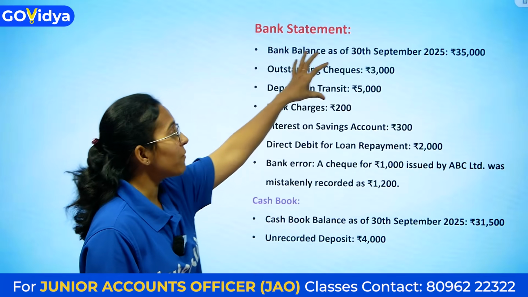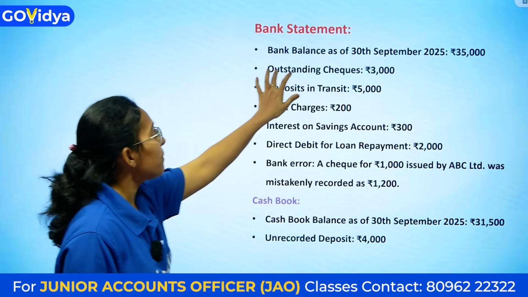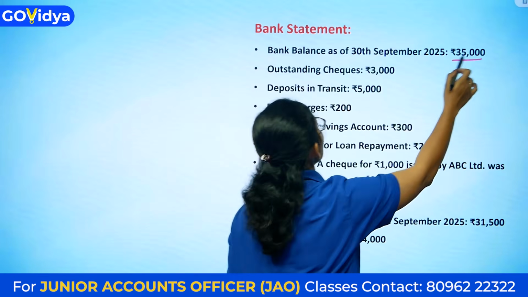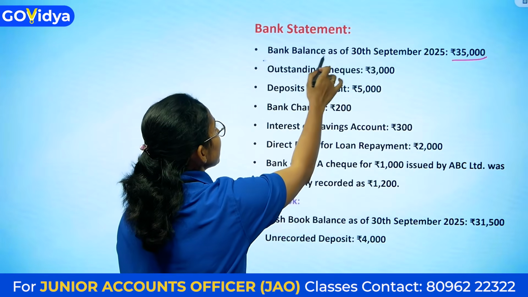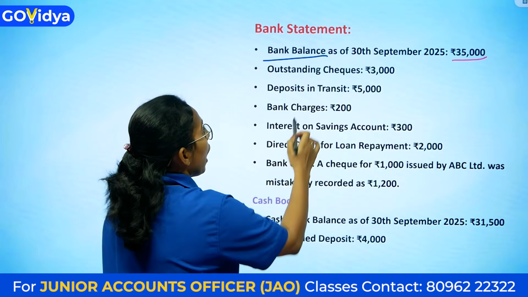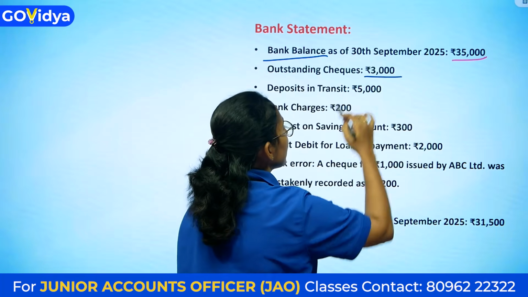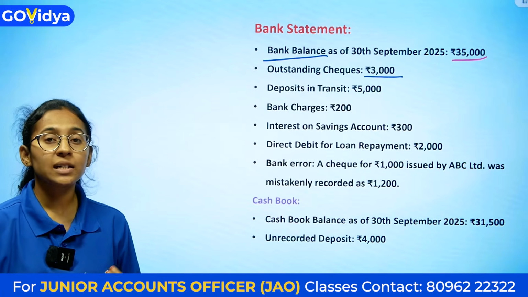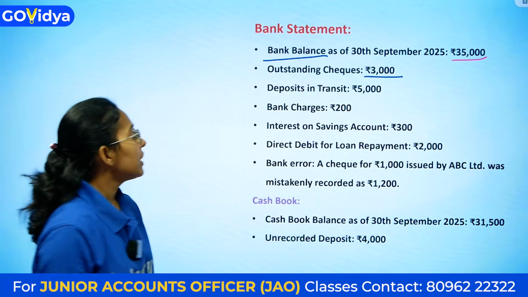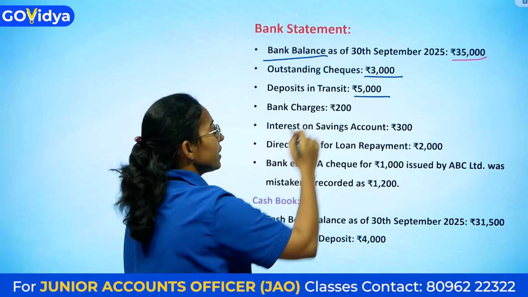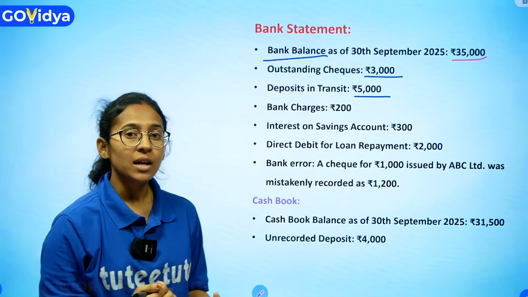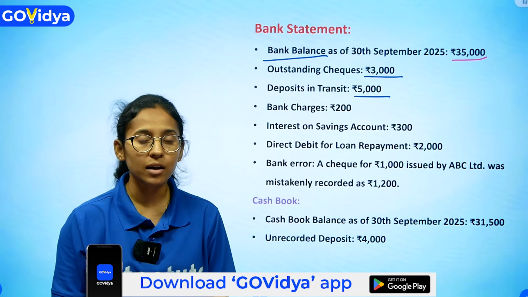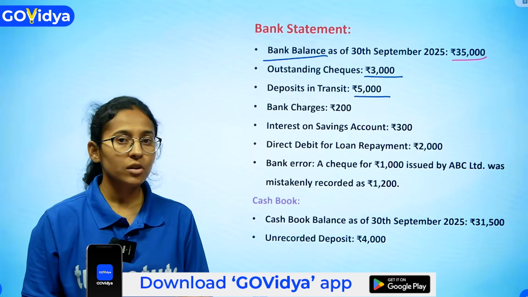Now, let me come up with a question. Bank balance as on 30th September 2025 is 35,000. Bank balance, that means as per the passbook. Now, outstanding checks are 3,000. Outstanding checks mean they have not yet been presented or cleared. Now, deposits in transit. Deposits in transit means checks have been deposited into the bank but still they have not yet cleared, right?